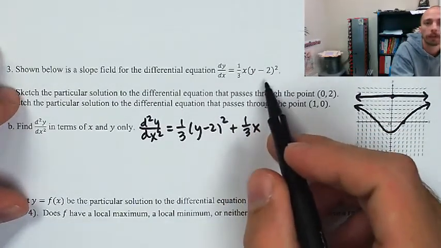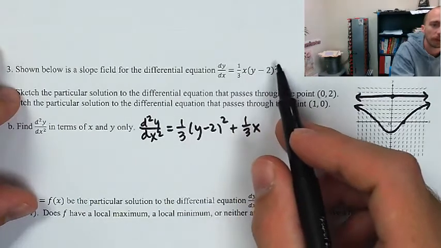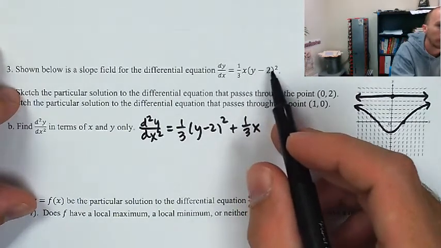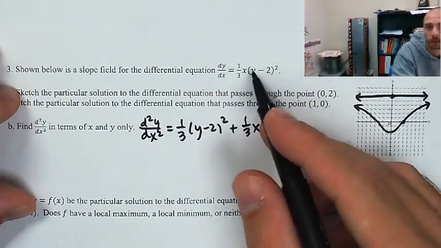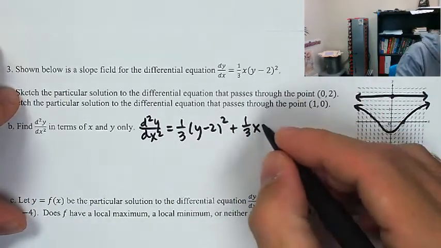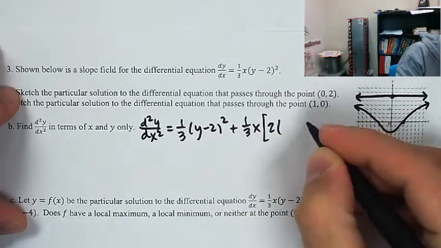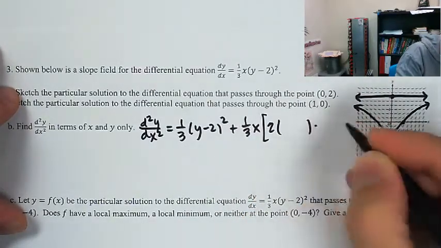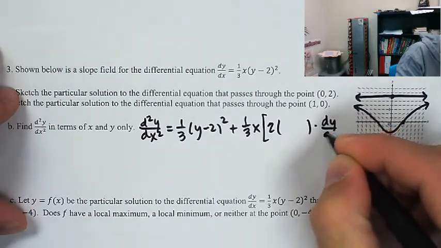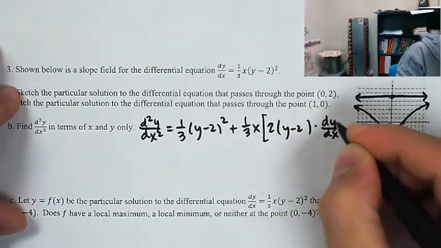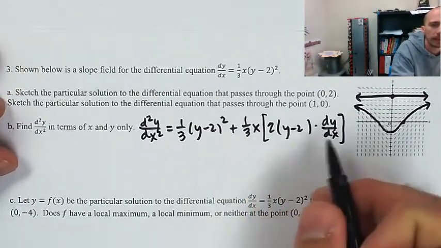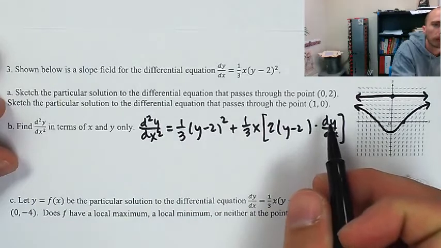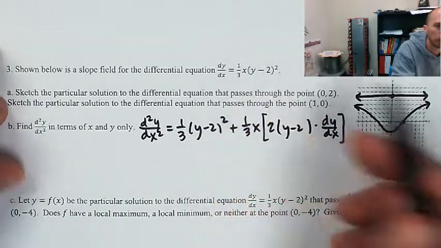Okay, so this has got layers to it, right? On the outside we've got the squaring, on the inside we've got y - 2, and y - 2 is going to have its own derivative with respect to x. It'll just be dy/dx minus 0. So I'm going to say 2 times that thing to the first, times the derivative of that thing. All right, and then I need to find it in terms of x and y only, so I'm just going to replace dy/dx with 1/3 x (y - 2) squared.